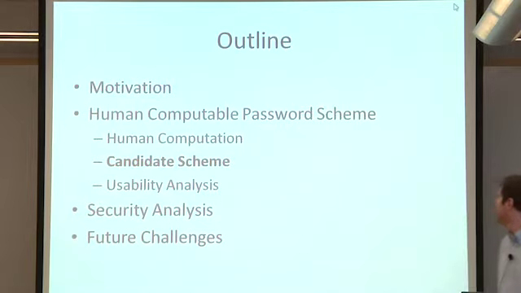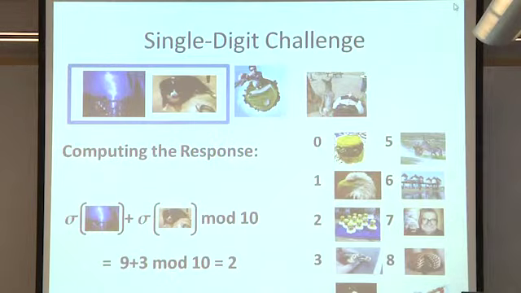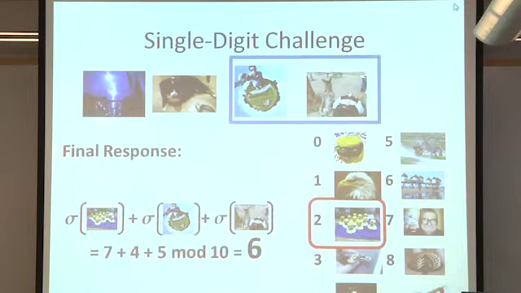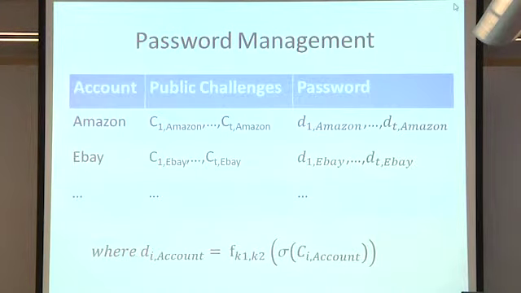Okay. Let's see, where are we in terms of time? 12:18. Okay. All right. So let me briefly review the candidate scheme again. So we have a single-digit challenge, which is 14 images. Computing the response involves adding the first 2 images, looking up an item from the table, and adding it to the remaining 2 items. So in this case, the response is 6. And again, to authenticate, you solve several of these challenges.